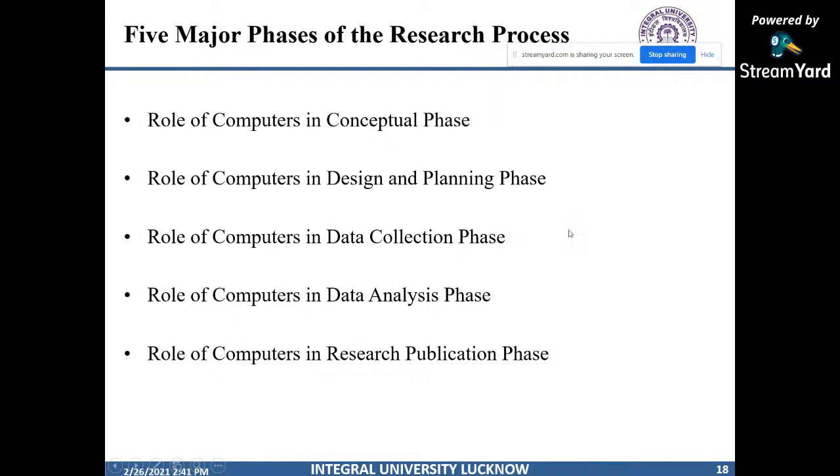Then the last one is the role of computers in the research publication phase. You know that after doing your research, the analysis and the interpretation of your results, you will write a research paper or a report, or make a presentation of the results. Those are known as the formal write-up of the conclusions you have reached. It comes under the research publication phase.